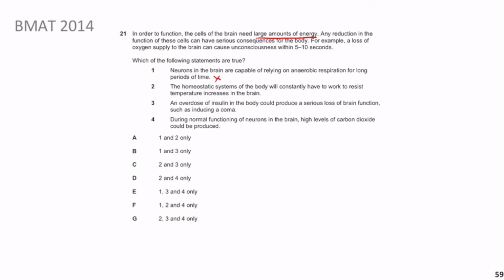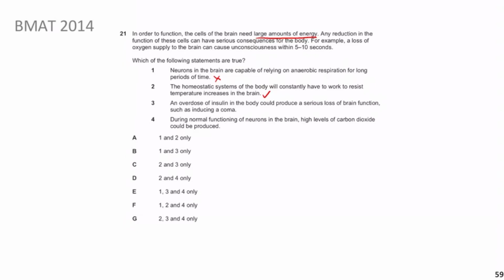The next is the homeostatic systems of the body will constantly have to work to resist temperature increases in the brain. So yes, this is true, isn't it? This is true really with the whole body. You have to keep a constant temperature throughout your whole body, otherwise your proteins, which literally define the functions and structure of your body, won't work properly. And obviously you're going to interfere with, for example, the process of respiration, because you have a load of proteins involved in that process, which can denature if the temperature isn't regulated properly. So this is true.